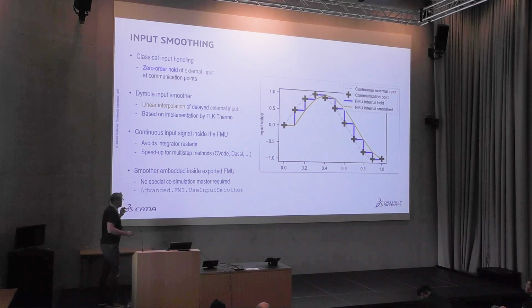And the way it's done now in Dymola is that you just set a flag, and then you export an FMU with co-simulation. Then everything is embedded inside the FMU. This means no model manipulation, no special co-simulation master. The idea is to make it as easy as possible. So you just have this FMU, and now you take whatever master you want.